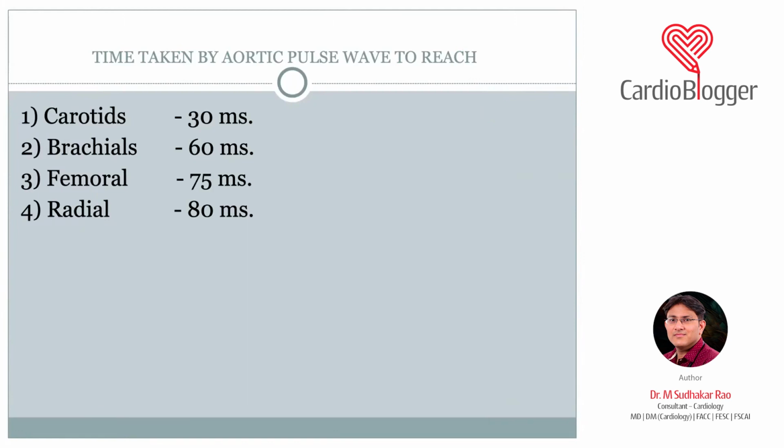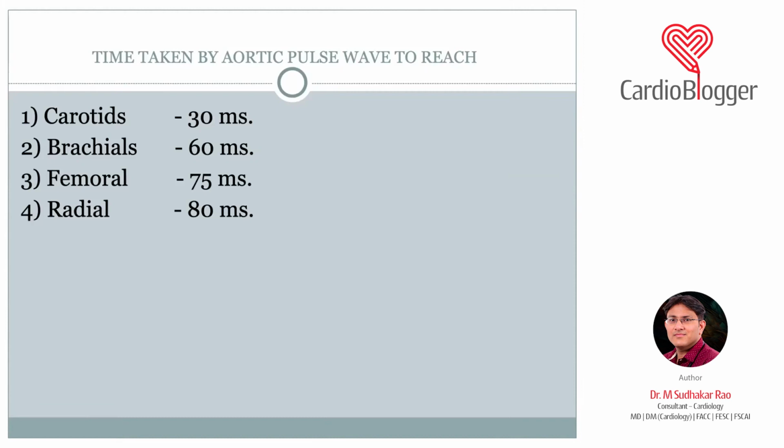However, if you are able to appreciate, it is more than 30 milliseconds, which means a carotid delay is there. After carotid, the aortic pulse reaches the brachials. It takes 60 milliseconds, and it takes 80 milliseconds to reach the radial. However, it reaches the femoral faster than the radial. It reaches the femoral in about 75 milliseconds.